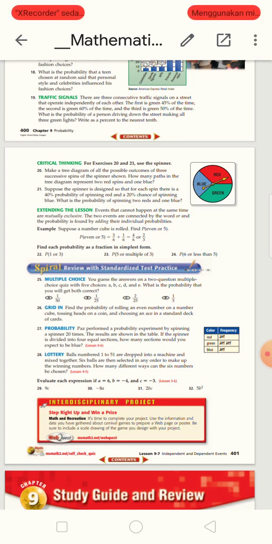Interdisciplinary project. Spin around and win a prize. Make a decision. It's time to complete your project. Use the information and data you have gathered about carnival games to prepare a web page or poster. Be sure to include a scale drawing of the game you designed with your project.